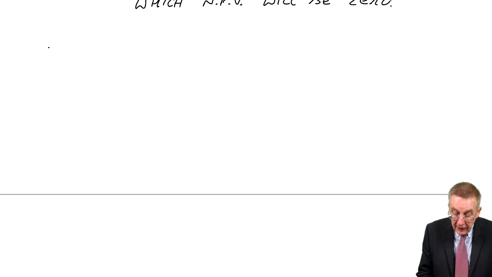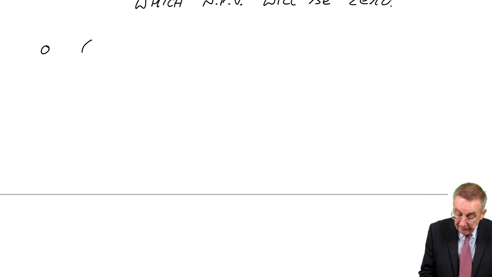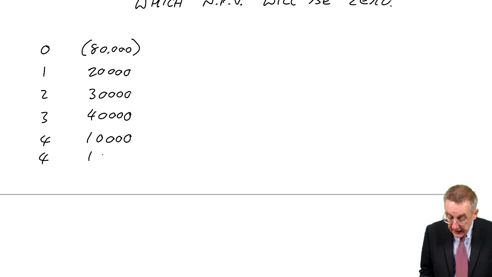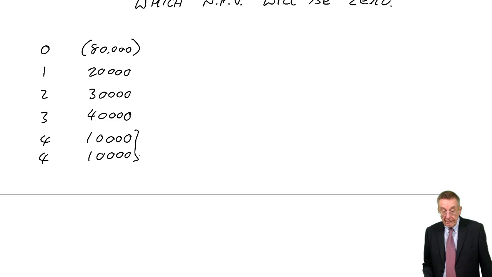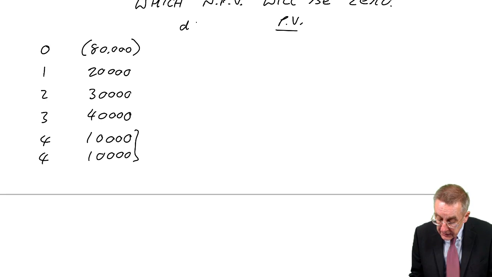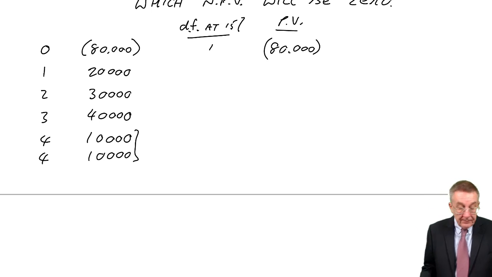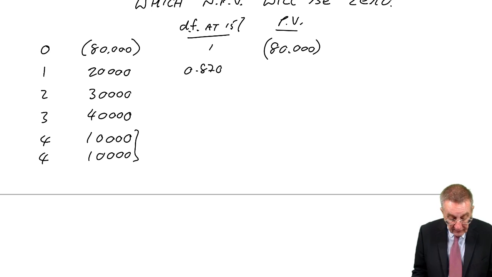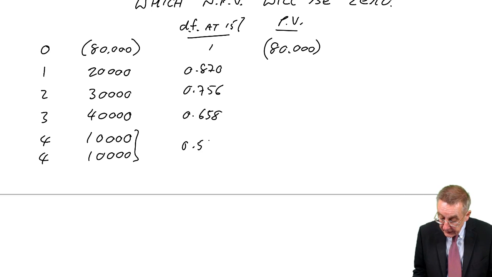But it's the same project, so we know the flows. There's an outflow, the original cost of 80,000. Net cash inflows of 20 in 1 year, 30 in 2 years, 40 in 3 years, 10 in 4 years, and then another 10 in 4 years because we're scrapping it. The question's told us to calculate the NPV at 15%. So we'll discount in the normal way, but at 15%. So 80,000 now is 80,000. The discount factors, 15% for 1 year is 0.87. For 2 years, 0.756. For 3 years, 0.658. For 4 years, 0.572.